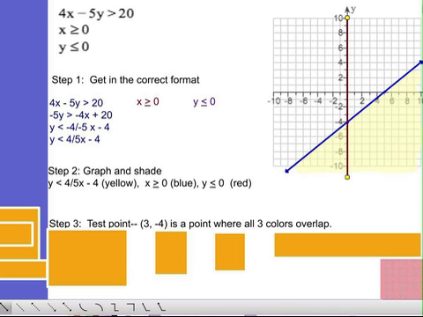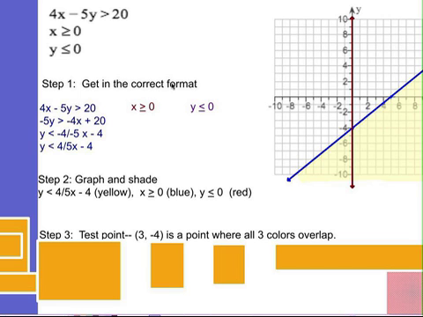Since I am looking for the numbers greater than 0, again, I go to where x is 0. All the numbers greater than 0 lie to the right. So I'm going to shade that in. As you can see, right now the only region where both colors overlap is right here at the bottom right.